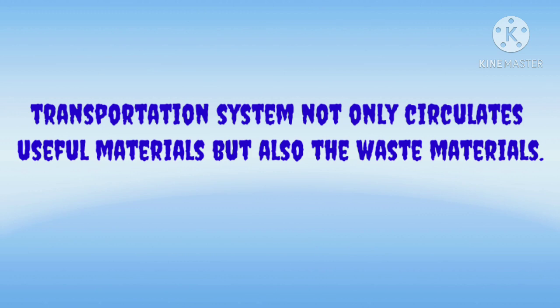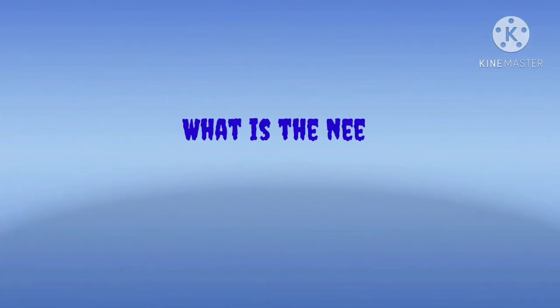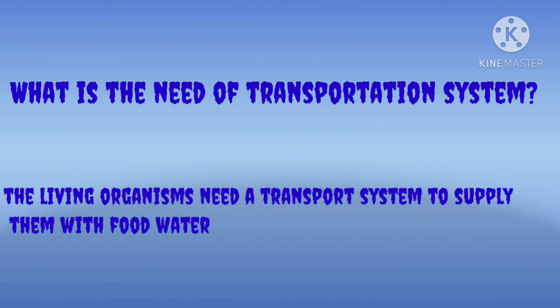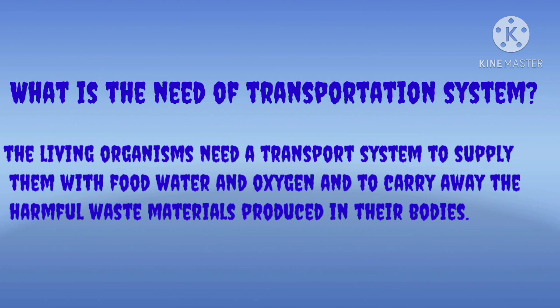They also circulate waste materials like carbon dioxide. During respiration, carbon dioxide is released and that carbon dioxide is basically a waste material, and that waste material must get out of the body, and this can only happen with the circulatory system. So that means we need a circulatory system for transportation of useful materials as well as waste materials. In this way, we can understand the need of a transportation system. Living organisms need a transportation system to supply them with food, water and oxygen and to carry away the harmful waste materials produced in their bodies. Right? I hope you can understand.